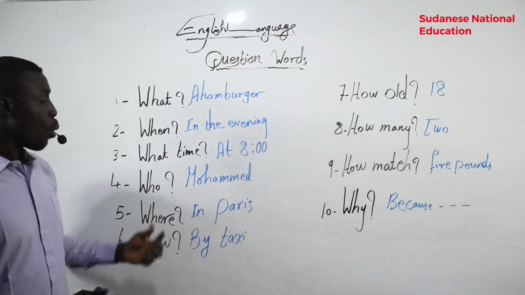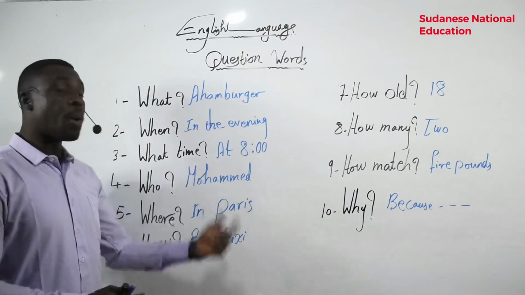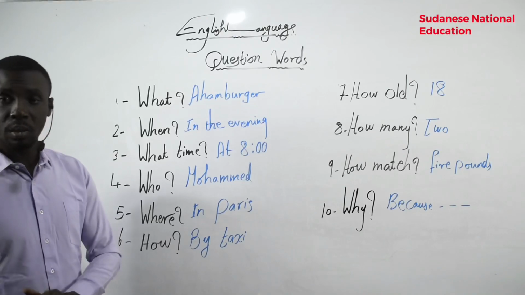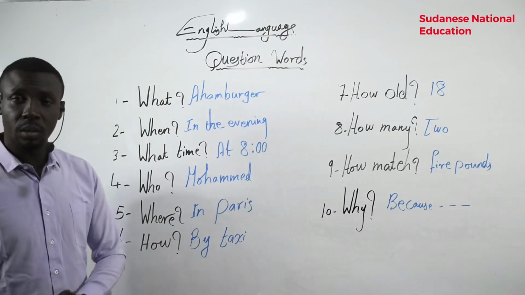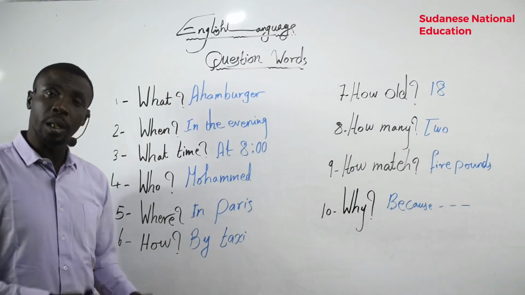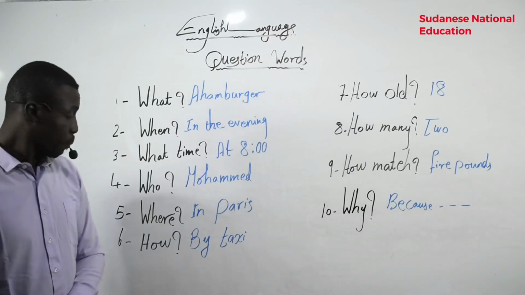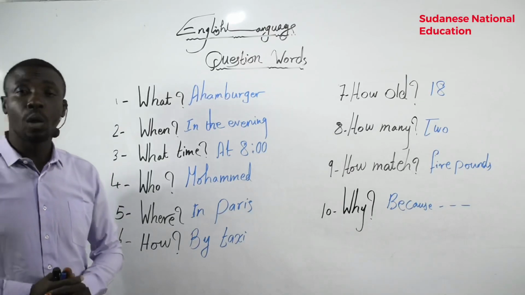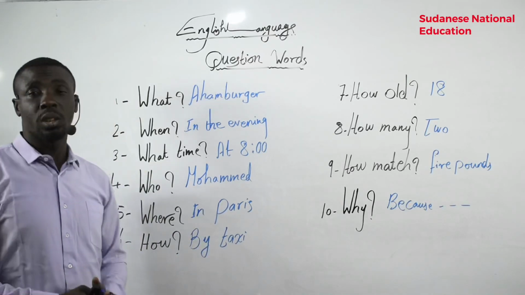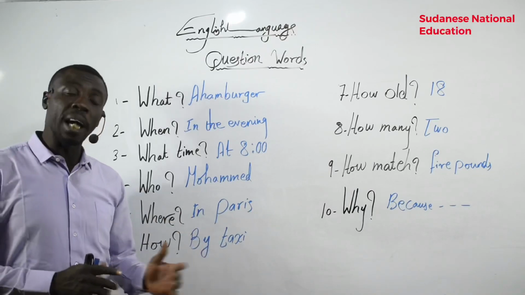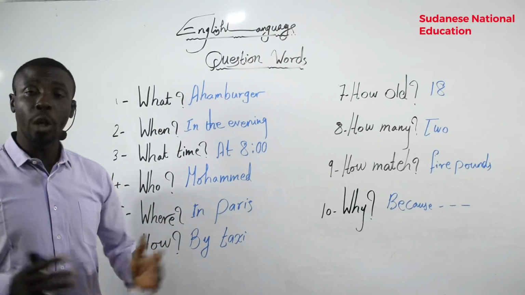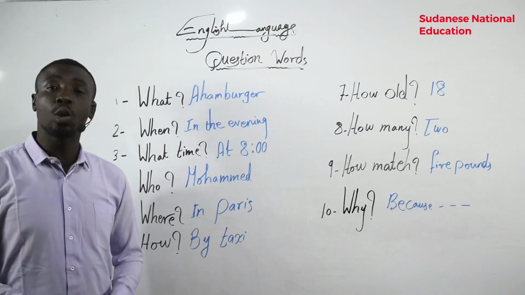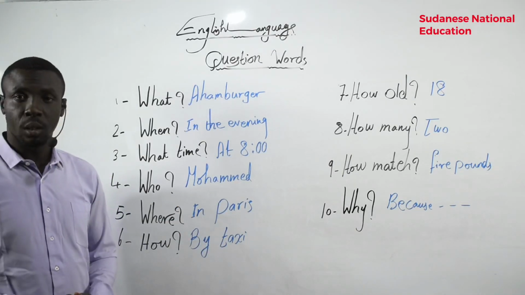Number 5, where? In Paris. Where? In Paris. Where is used to ask about a particular place. Where do you go for your weekend? Where do you spend your holiday? Where do you usually go for work or for a walk?